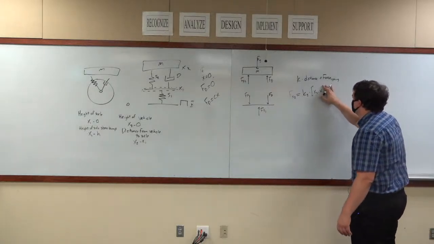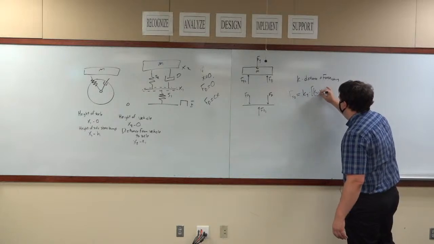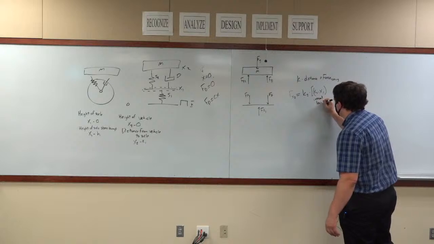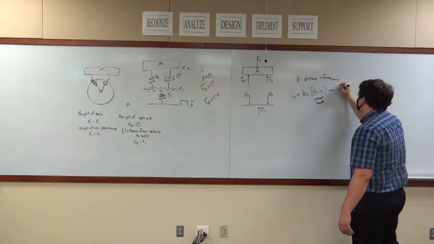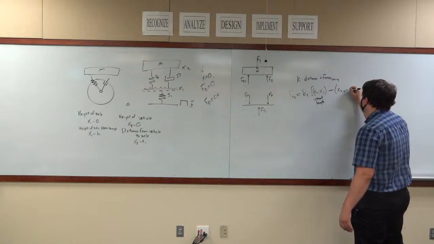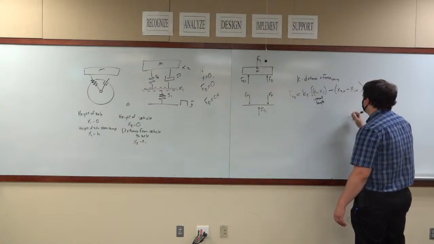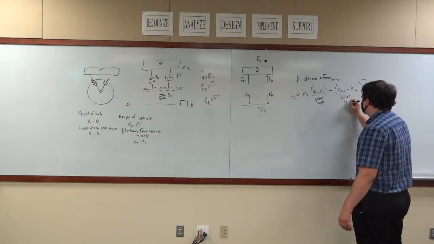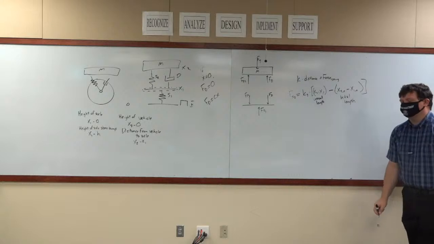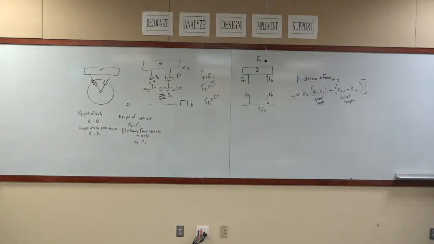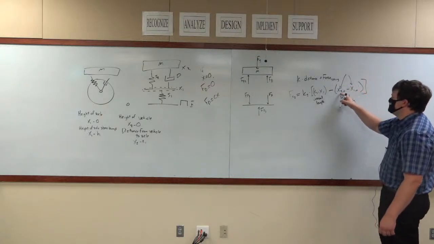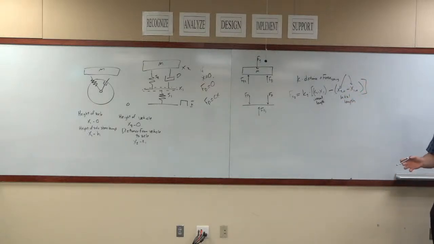In reality, this is the current length. And this is the initial length. Okay? Where this value here is the initial length of the spring before it's compressed.